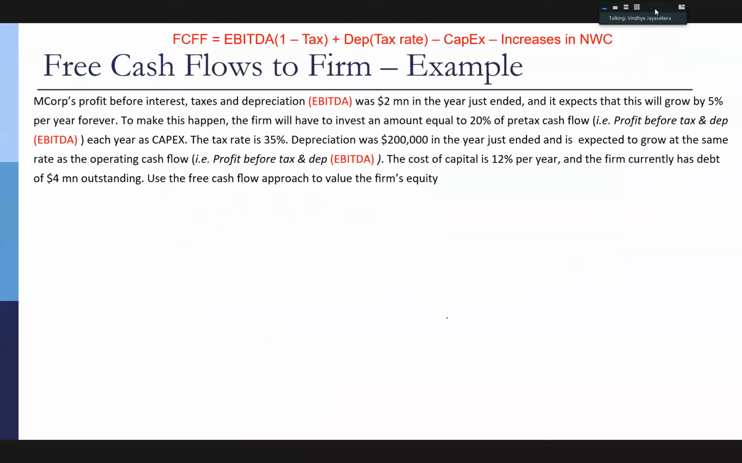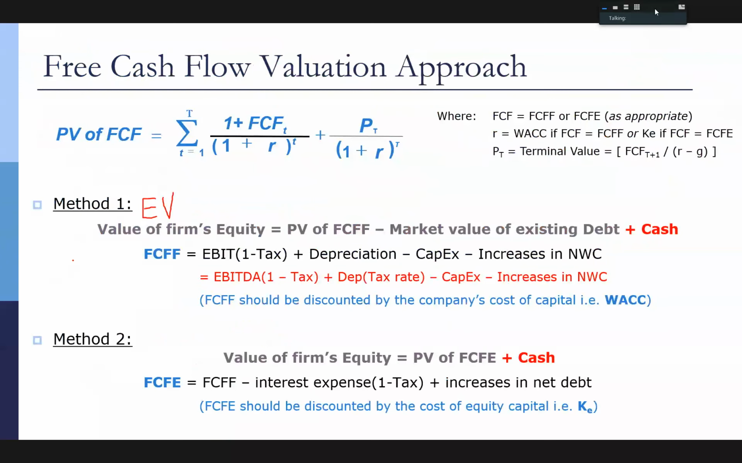So that's how we come up with it. In terms of what your free cash flows to the firm and free cash flows to equity are, how do we come up with that? Once we forecast the profit and loss statement, free cash flows to the firm is where we now need to forecast the cash flows.